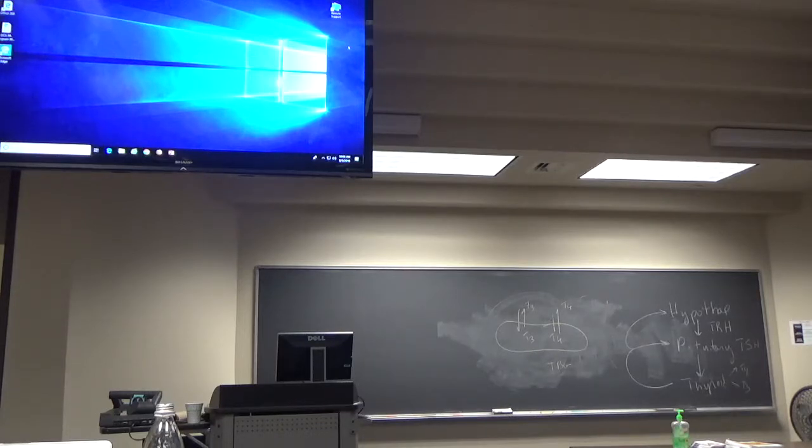Okay. Let's see. So TSH normal limits are going to be pretty close to this, 0.4 to 4.5. Your different assays in your different labs will have slight variations. Your T4, 4.5 to 12.5, your free T4, 0.7 to 2.